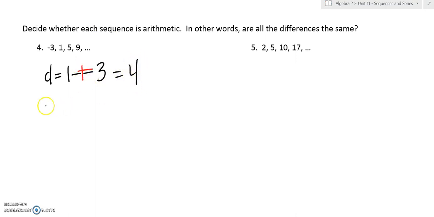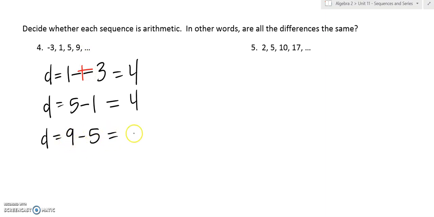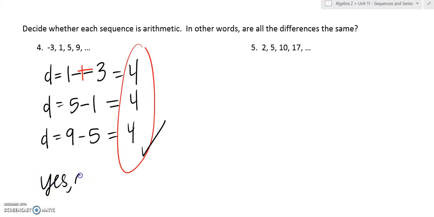I get 4. Now I'm going to do it again for the third number, 5, and subtract the second number, 5 minus 1. That equals 4. It looks good so far. Then I'm going to do it for the next one. I'm going to take the fourth number and subtract the third number. So 9 minus 5, I get 4. What I'm looking at is that all these numbers that I just circled matched. If they all match, then we're going to say, yes, this actually is arithmetic. And the reason is because all of those common differences between the numbers match.